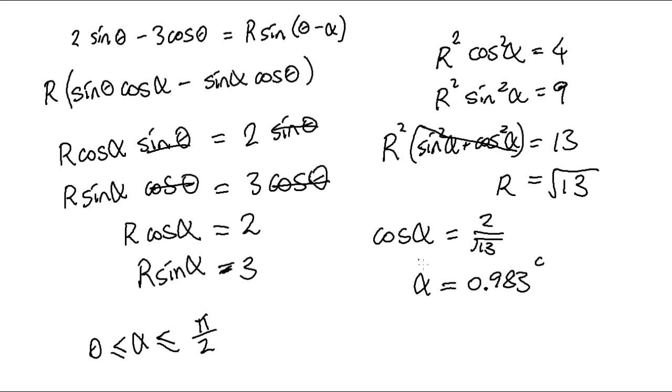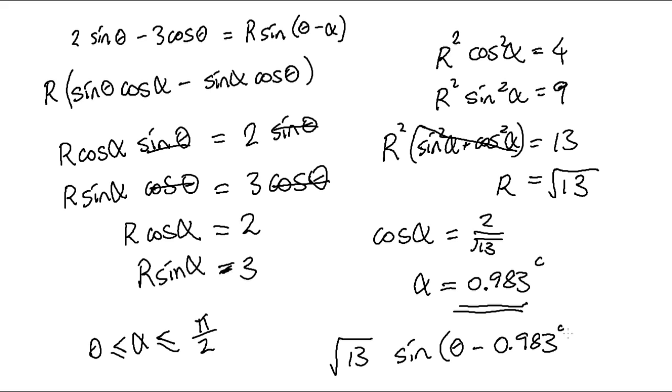And we need to verify that by doing an arc sine of 3 divided by root 13, which is again 0.98279. So it is the same as this angle, so this is the alpha that we're looking for, and therefore that expression is written as root 13 sine of theta minus 0.983 radians.